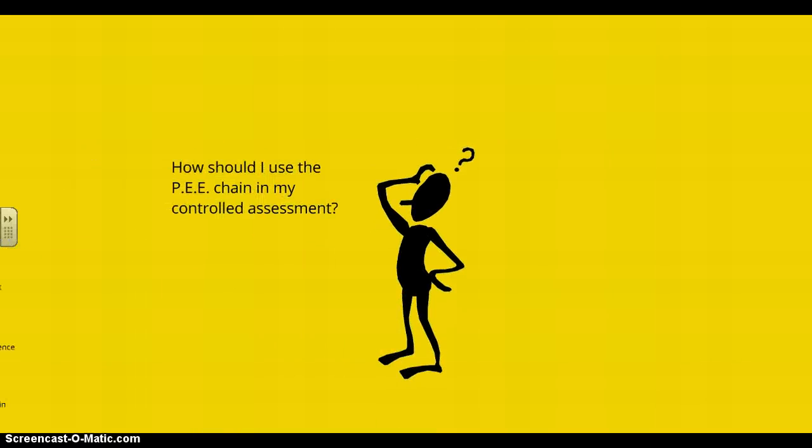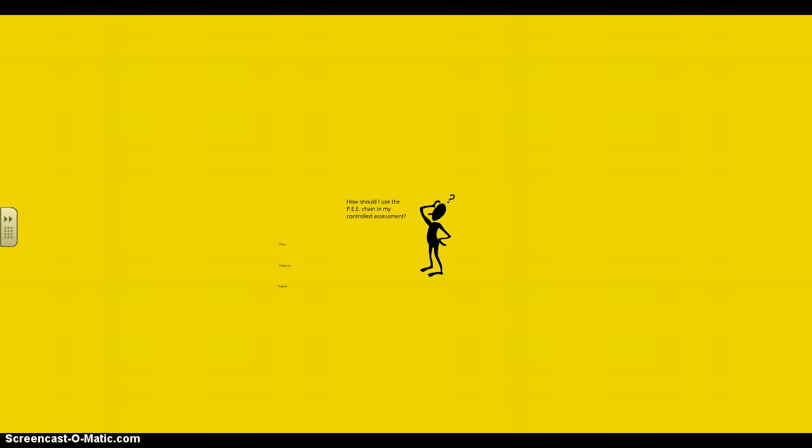I've made this for my Year 9 class to help them with their controlled assessment. It's going to be about Shakespeare, but it's going to have the general skills that you'll need to apply the P chain in your GCSE work too, so don't let that put you off.